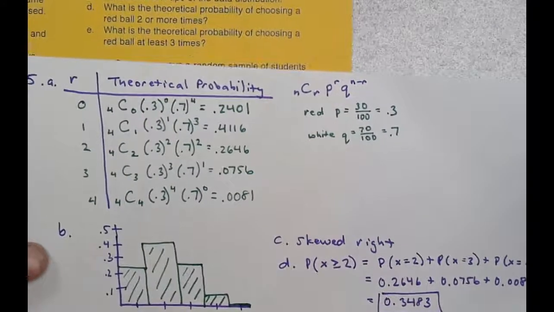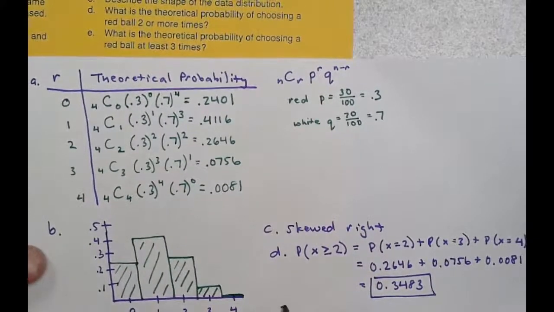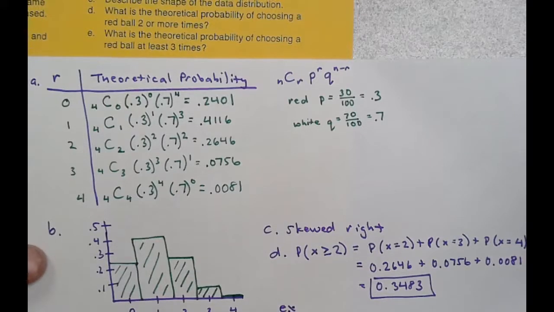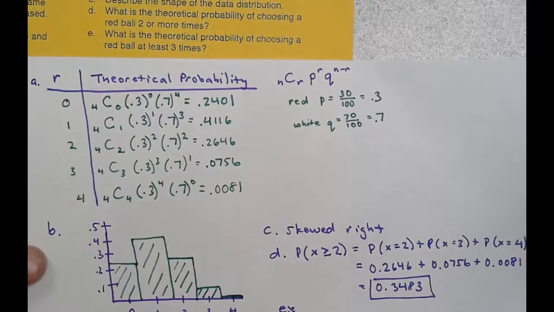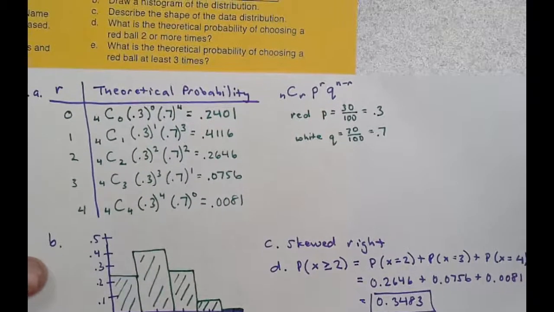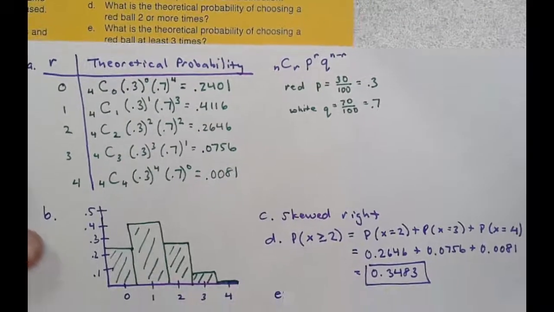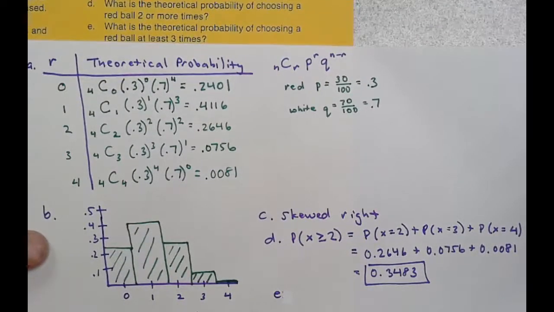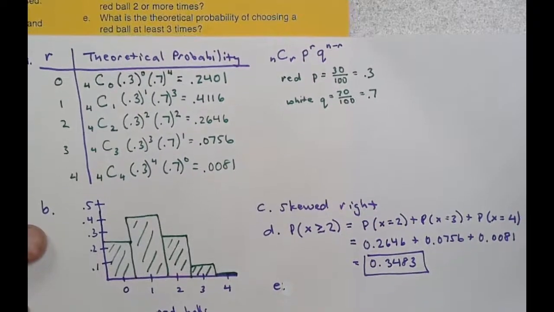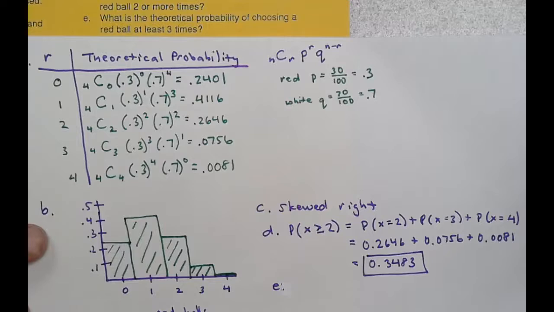All right, let's take a look at E. E is asking us to find, let me see if I can get this to fit on the screen. I could probably write this a little bit higher. Okay, I'll move it up afterwards. So what's the theoretical probability of choosing a red ball at least 3 times? So the probability of choosing a red ball at least 3.